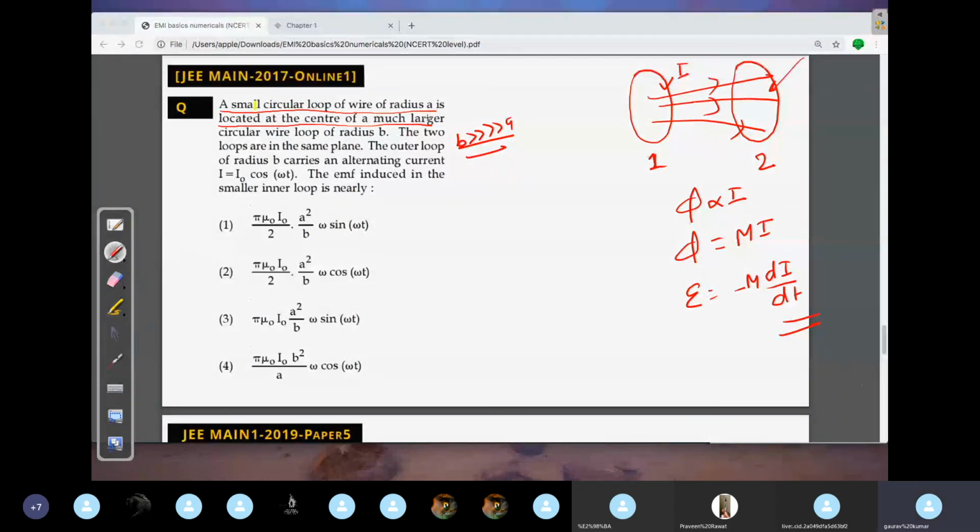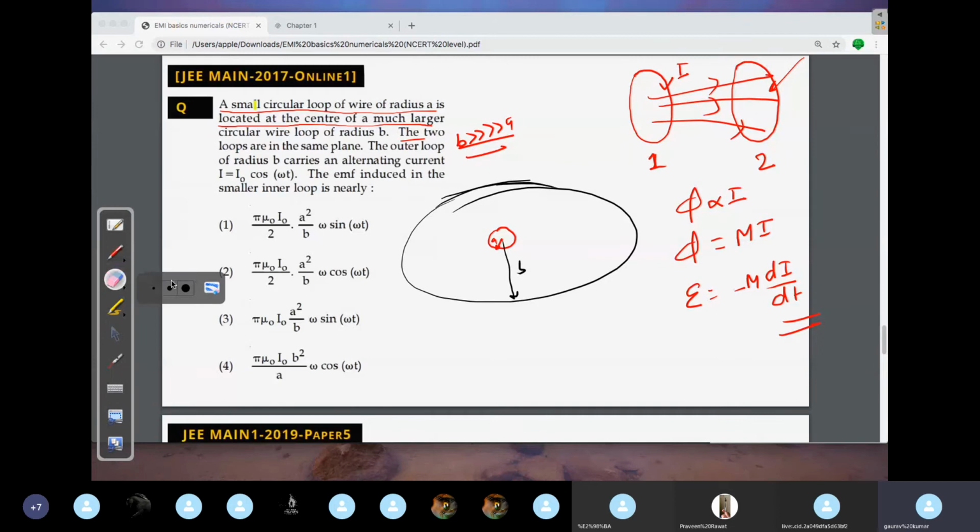So a small circular loop of wire. Okay, this is what you have. The two loops are in the same plane. Means what? You have a small loop here, radius is A. And then you have a big loop here. Both are in the same plane. This is given to B.